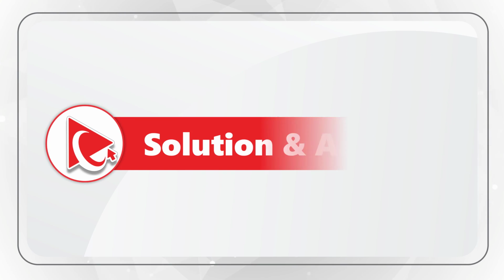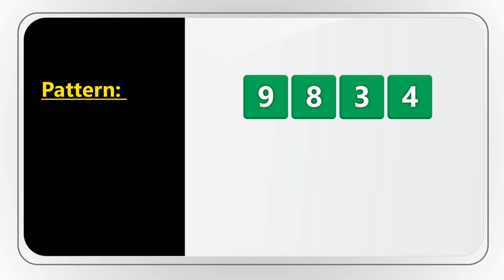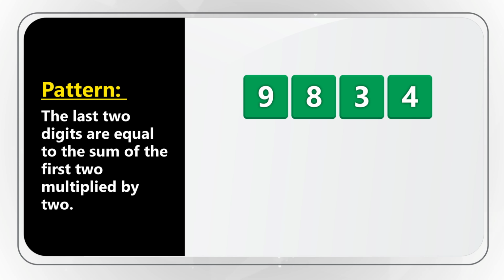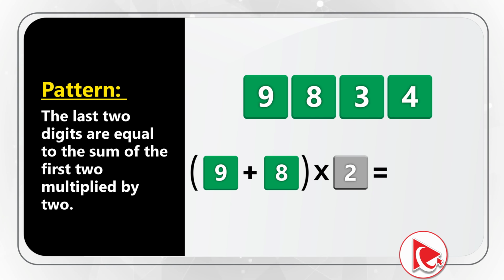You're probably tired of hearing this in this channel, but to solve these types of challenges, you need to detect the pattern. And the pattern here is that the last two digits are equal to the sum of the first two digits multiplied by 2. Let's look at the example. The first row contains numbers 9, 8, 3, 4. And the expression here is that (9 plus 8) multiplied by 2 equals 34.